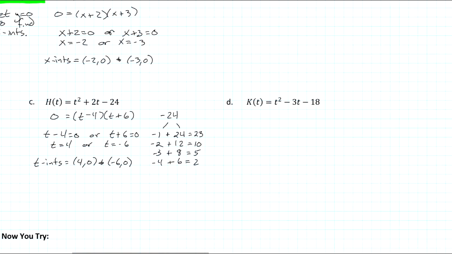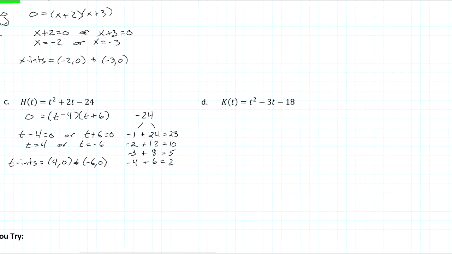All right, let's do this last one here. We have capital K of t equals t squared minus 3t minus 18. All right, equals parentheses t, close parentheses, open parentheses t, close parentheses. And I've got the negative 18 that we want to find factor pairs for. We have 1 and 18, 2 and 9, 3 and 6, 4 doesn't go in, 5 doesn't go in, and so I think that's it. That's all of our factor pairs.